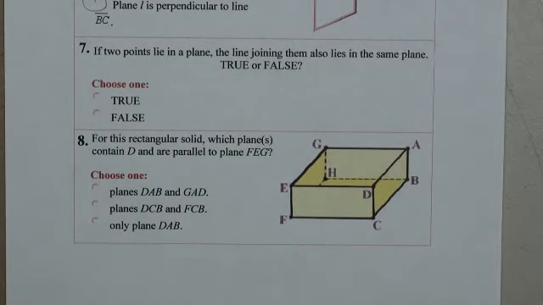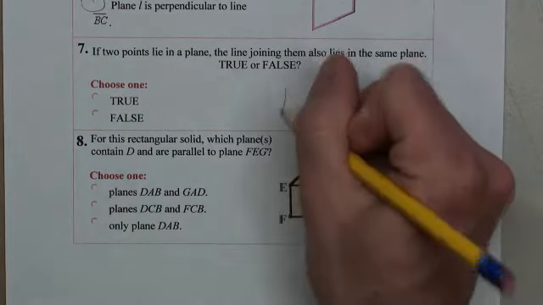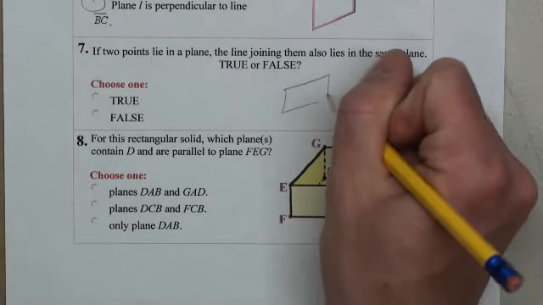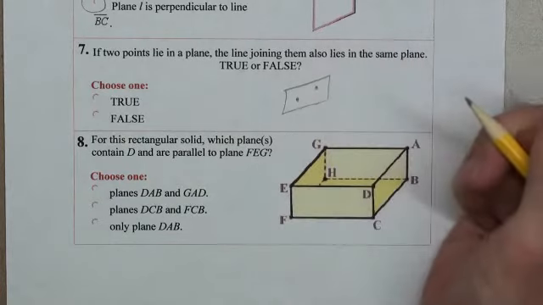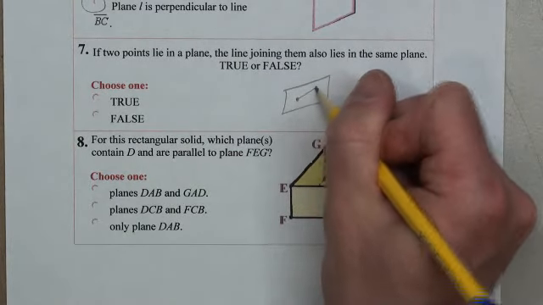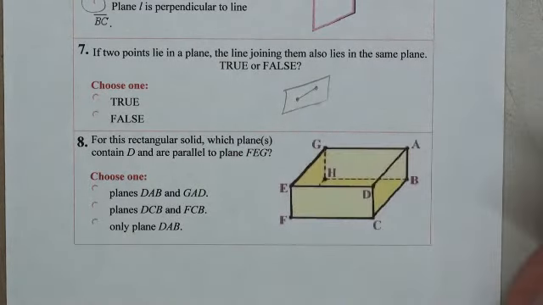If 2 points lie in a plane, the line joining them also lies in the same plane. True or false? Well, that's obviously true. Think about it. If you have a plane and you have 2 points lying in the plane, then if you connect them with a line, that line is also lying in the plane. So it's true.